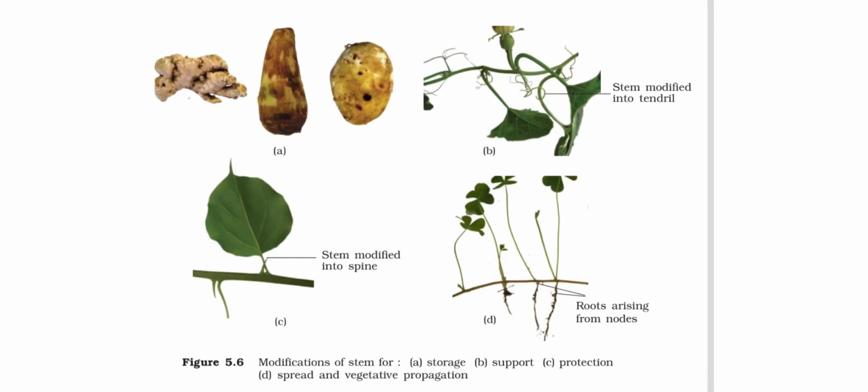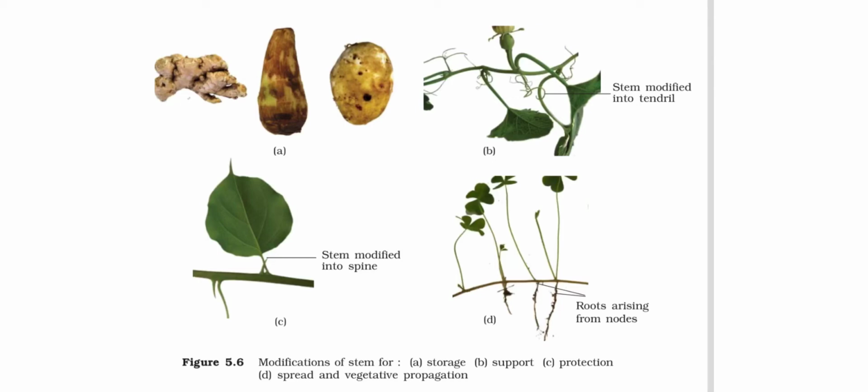So in these pictures modifications of stem are shown. A diagram is for storage. Here you can see potato, colocasia and ginger shown. Then B diagram is for support. Here stem is modified into tendrils. So any of the gourd is shown, the plant related to gourd.